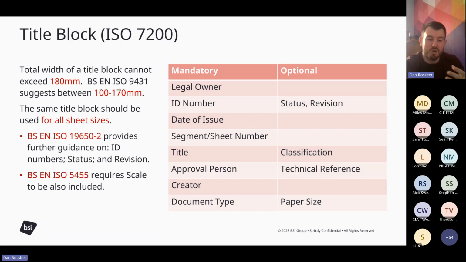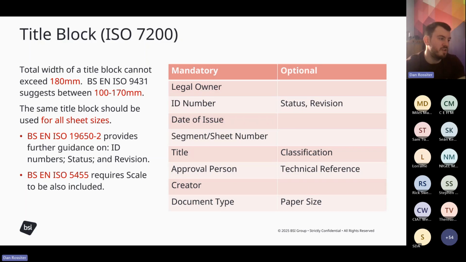It also tells you your title block shouldn't be wider than 180 millimeters, so it can fit onto an A4 sheet. And if you look at other standards like ISO 9431, which we'll talk about later, which is on guidance for text on drawings, it tells you it should be between 100 and 170 mil, so it doesn't take up the whole sheet in effect. And the idea is that same title block is used on all of your drawings. So whether it's an A1 or an A3, that same sized title block is consistent and provided there for relevance. So it's easier then to reference, it's more consistent, it helps provide that clarity in there at the same time.